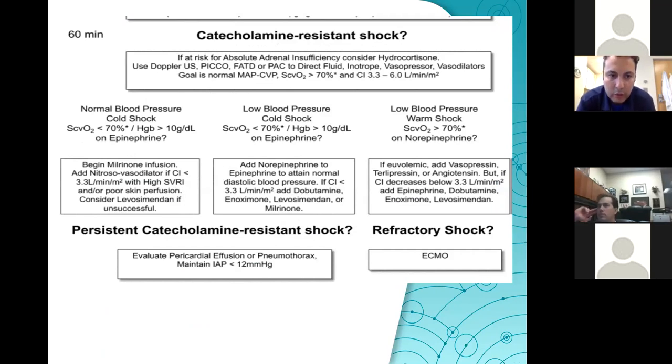I'm not going to go into normal blood pressure, cold shock, and mixed venous. I think this is a lot of redundant recommendation here. But I also want to highlight, if your patient has a catecholamine-resistant shock, you should consider a steroid. Also evaluate for other etiologies, for example, pericardial effusion and pneumothorax.